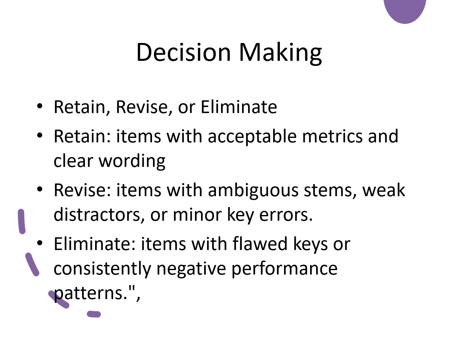So the questions that have been highlighted or flagged are either retained, revised, eliminated, or kept as such. So what are the criteria for retaining them, for revising them, or eliminating them? Those items are retained which have acceptable metrics and clear wording. Items with ambiguous stems, weak distractors, or minor key errors are revised, but not during the exam. During the exam, they're only highlighted. Items with flawed keys and consistently negative performance patterns are usually eliminated.